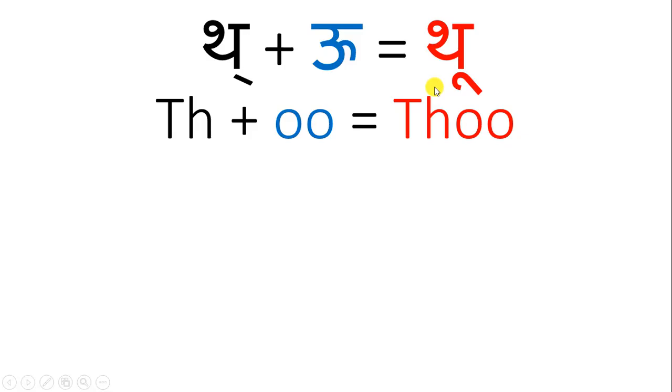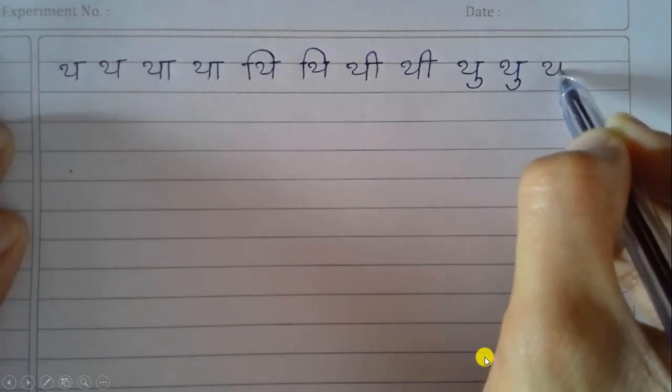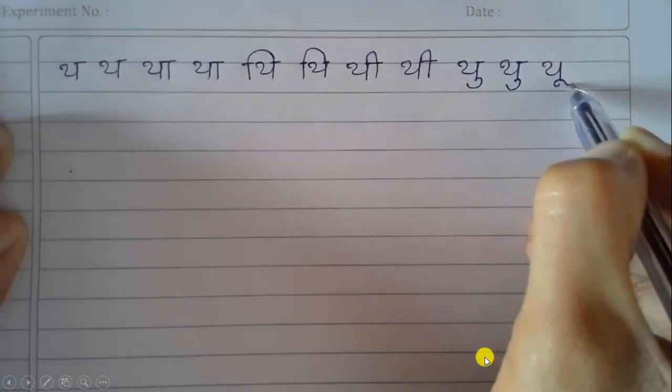Okay. Next sound is thu. You get this sound thu when you add th to u. Th plus u equal to thu. And thu is written like this.